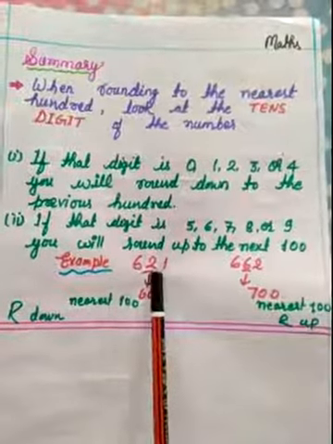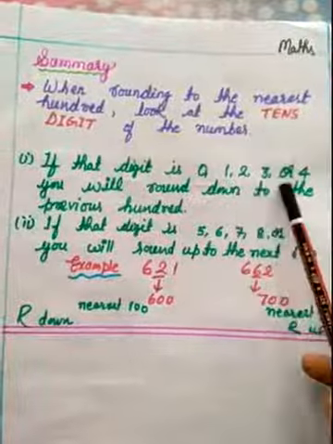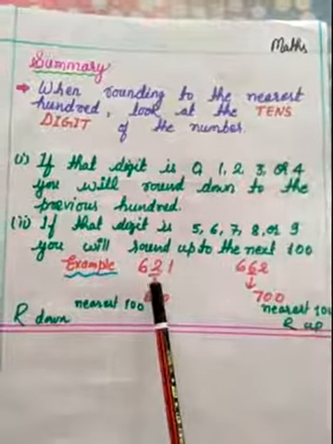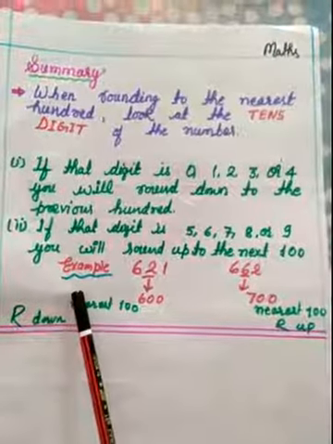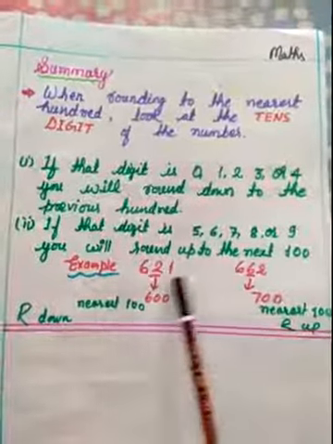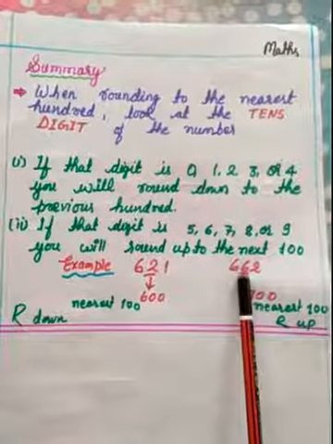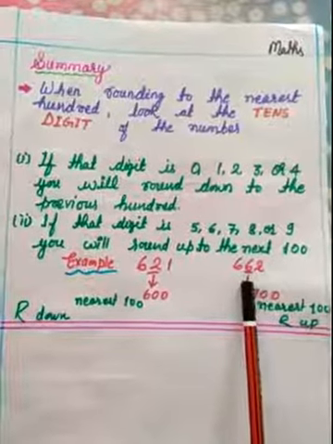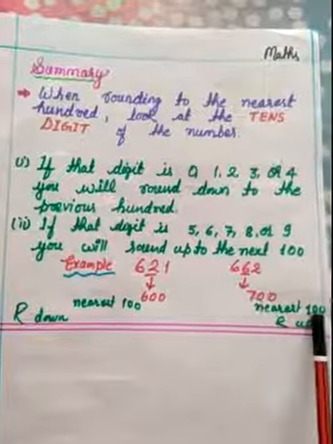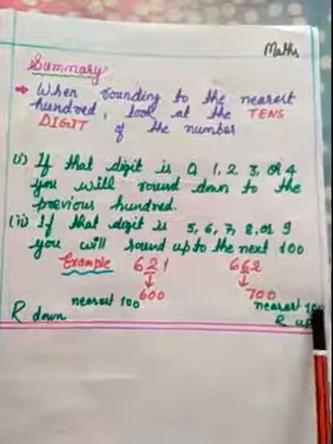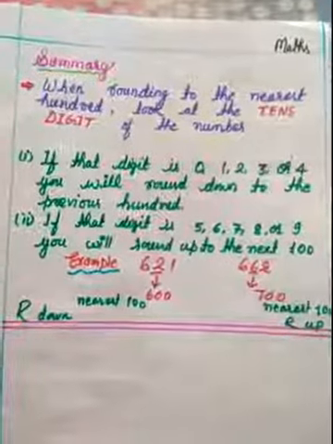So suppose the tens place digit is 0, 1, 2, 3, 4. Then we have to go for the previous 100. If the tens place digit is 5, 6, 7, 8, 9, then we have to go for the next 100.